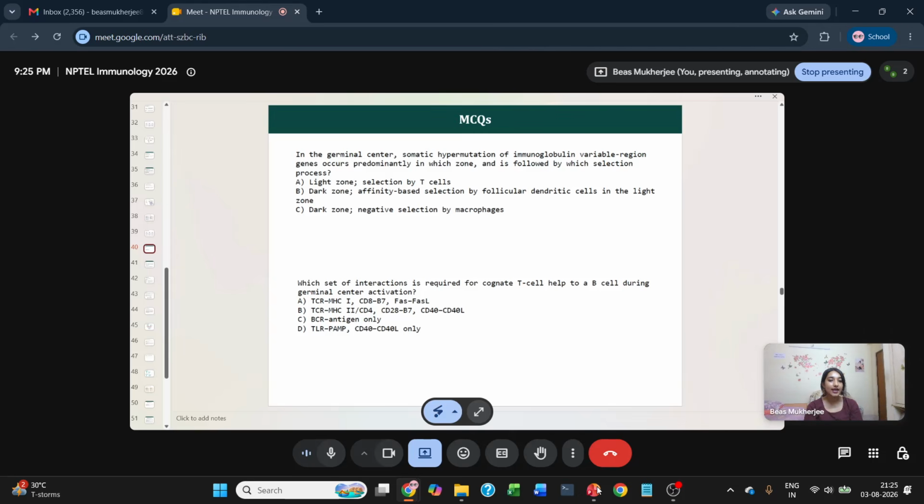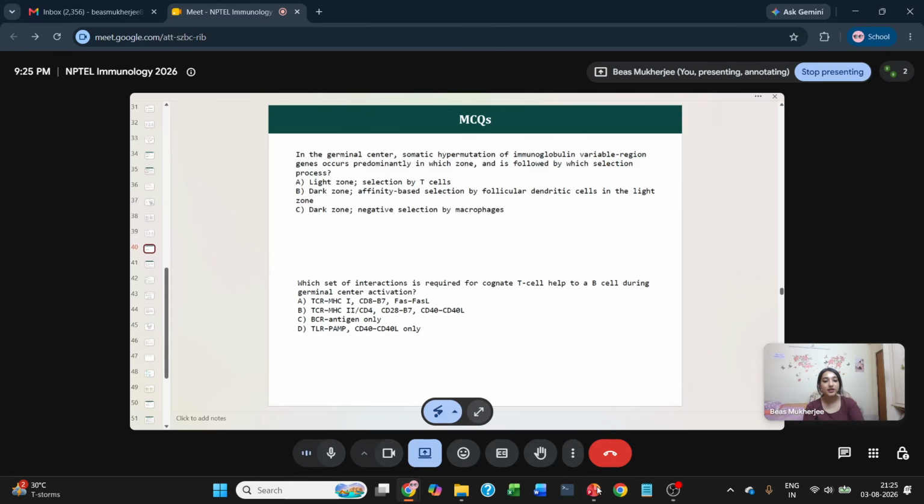Now, which set of interactions is required for cognate T helper cell to B cell interaction during germinal center activation? So you have TCR MHC, CD8 B7, Fas and Fas ligand interaction. You have TCR MHC2, CD4, CD28 B7, CD40, CD40L interaction. Okay. So remember, B cell along with T cell is CD40, CD40L.